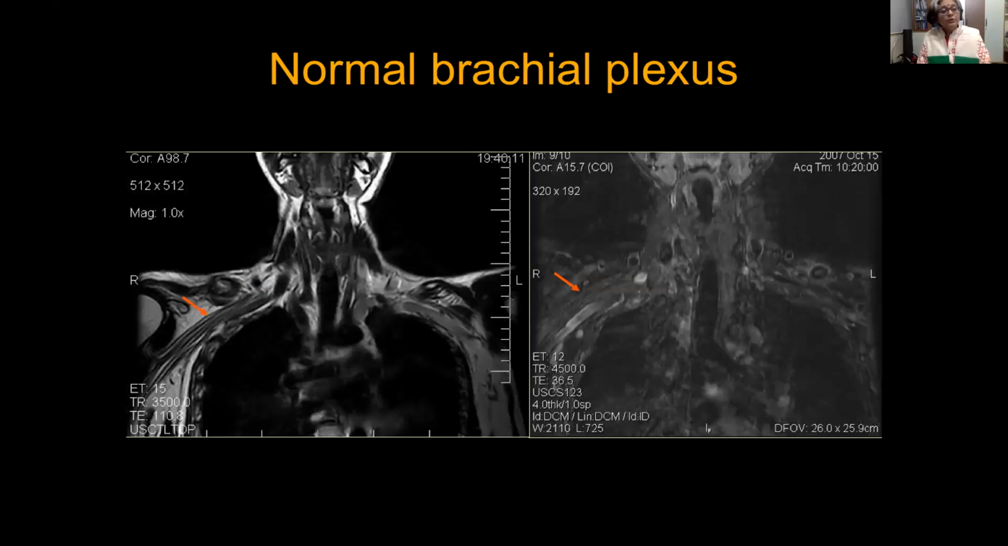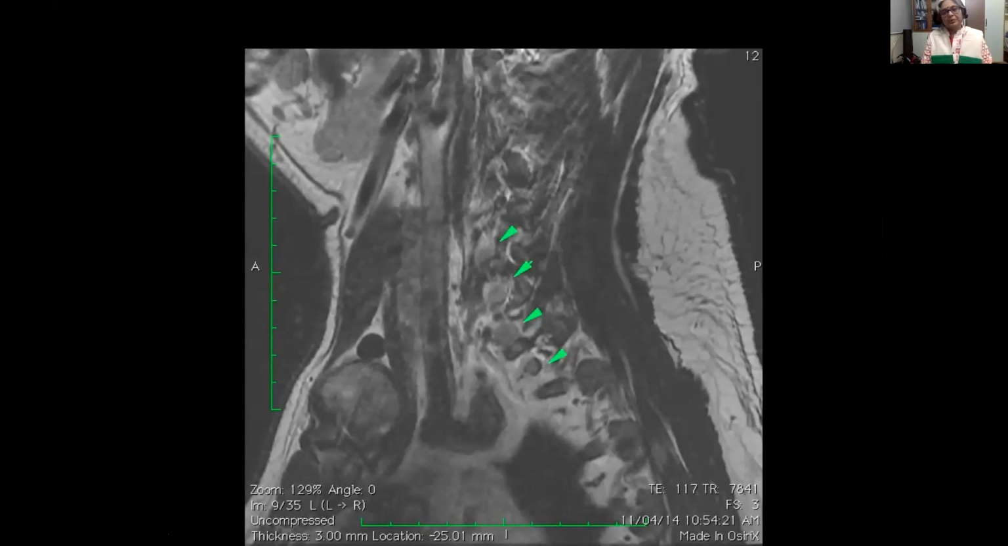One important thing to remember is, on stir image, the nerves always show little slight bright signal. Not too much, but very little hyperintense signal is normal. And then here you have the axillary vessel. So sometimes you can have a lot of artifacts also. So you need to make sure you're putting the sat bands and those other technical parameters carefully.